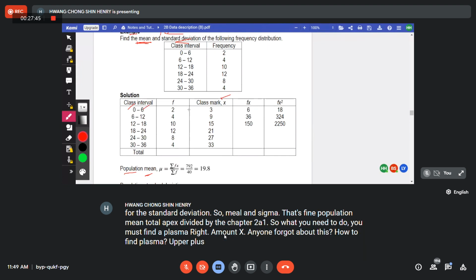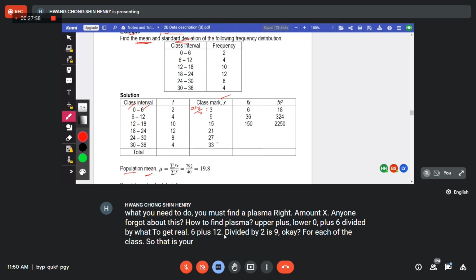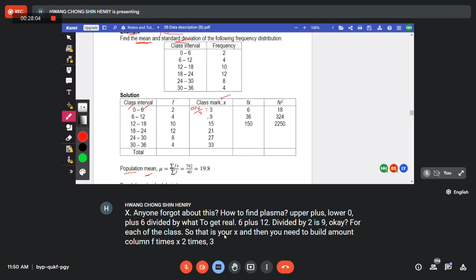Upper plus lower, 0 plus 6 divided by 2, you get 3. 6 plus 12 divided by 2 is 9. Okay, for each of the class, that is your x. And then you need to build one more column, f times x. 2 times 3 is 6. 4 times 9 is 36.